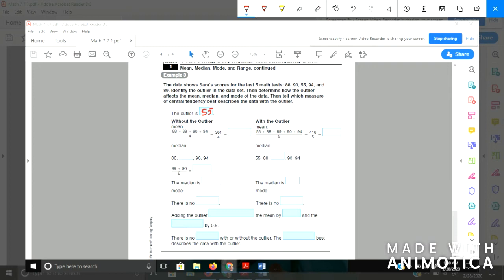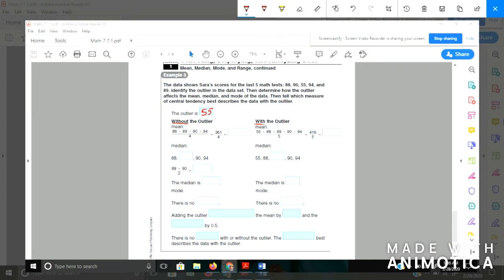So we're going to figure out the mean, median, and mode without the outlier. So we're going to keep 55 out of our data. And then we're going to do it with the outlier. So we're going to keep 55 in our data. And then we're going to see how does that affect our median? How does that affect our mode? How does that affect our mean? All those types of things.